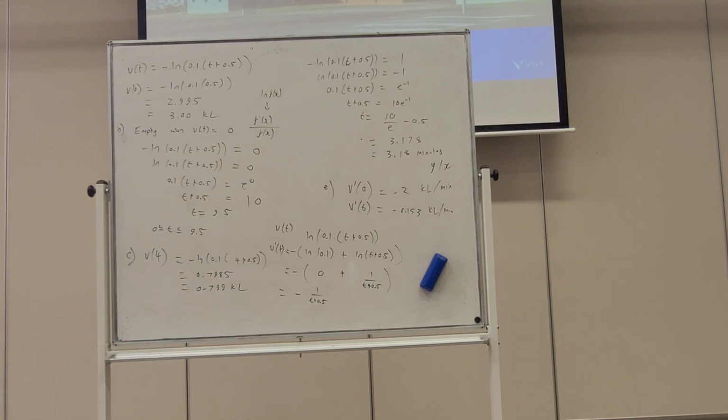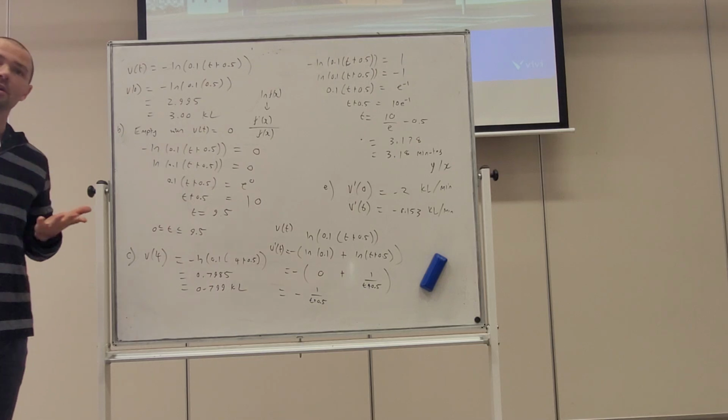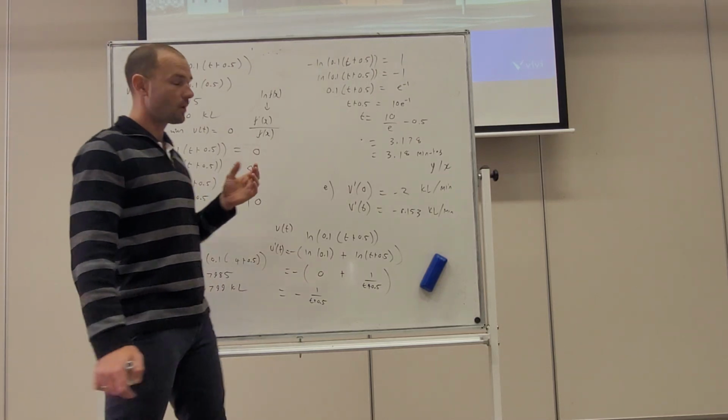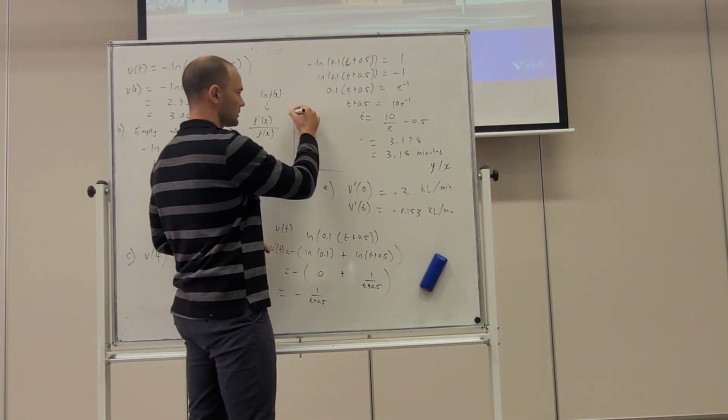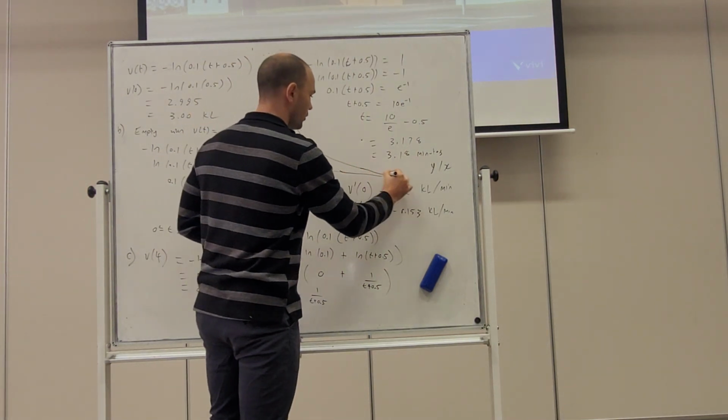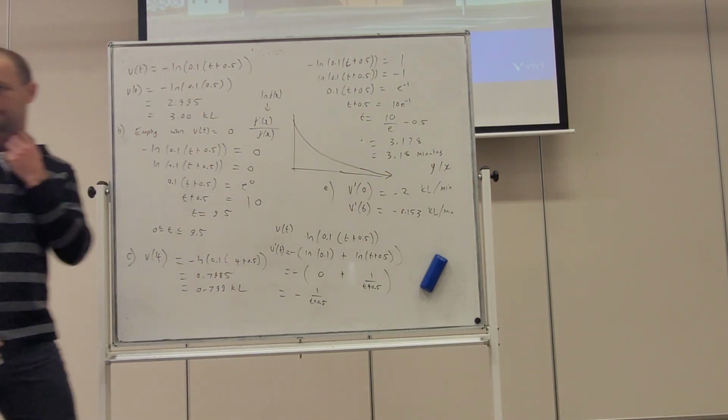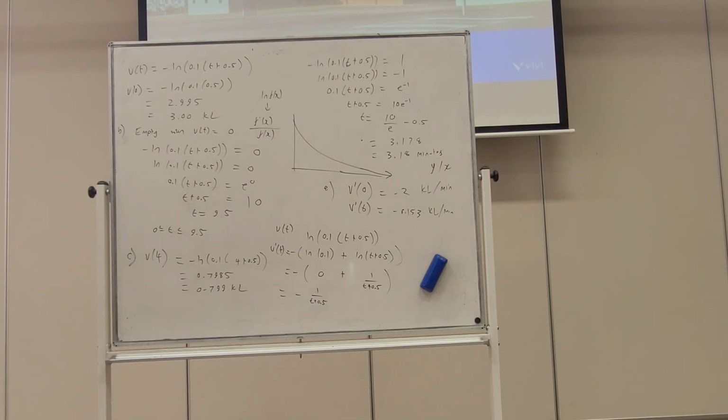Now, the part over the page says, when is water leaving the tank at the highest rate? So we should be thinking, when is the rate of change maximised? Well, the rate of change will be maximised at a point of inflection. And if we look at this graph, there is no point of inflection.